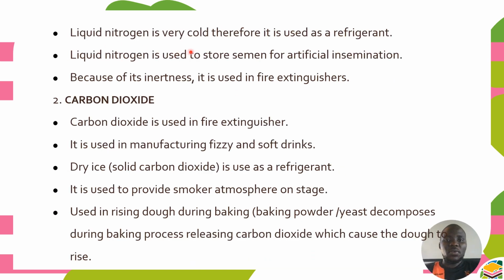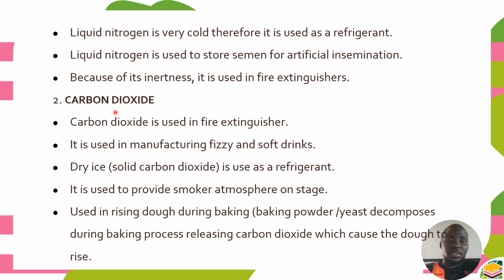Liquid nitrogen is very cold, therefore it is used as a refrigerant. Liquid nitrogen is used to store semen for artificial insemination. Usually when they are getting semen, maybe for example from South Africa for a bull to bring it to Malawi, they use nitrogen to store it, keeping it for some time without getting damaged. Because of its inertness, it is used in fire extinguishers to stop fire.